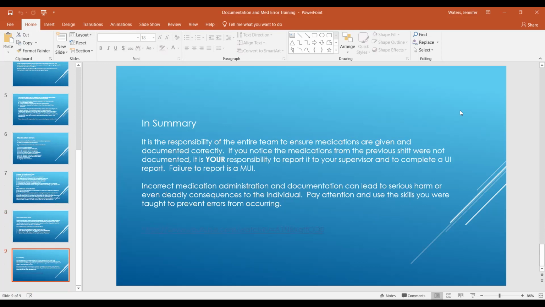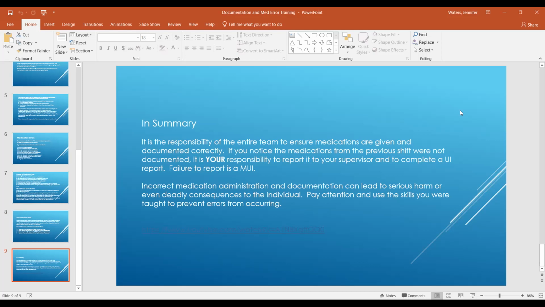So in summary, it is the responsibility of the entire team to ensure medications are given and documented correctly. If you notice the medications from the previous shift were not documented, it is your responsibility to report it to your supervisor and to complete a UI report. Failure to report is an MUI.